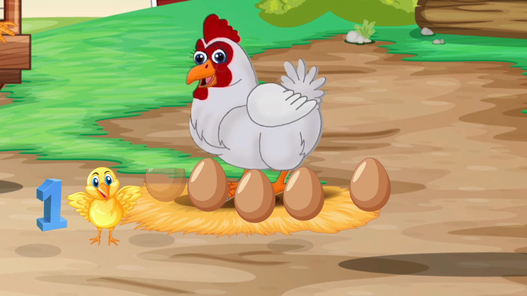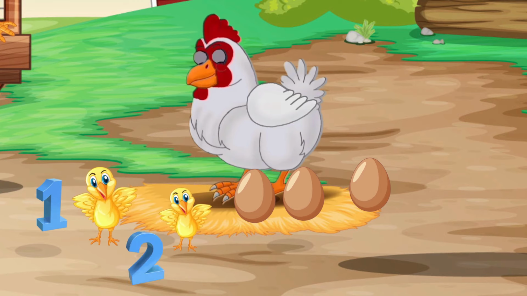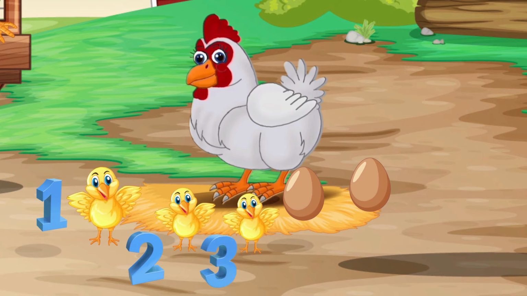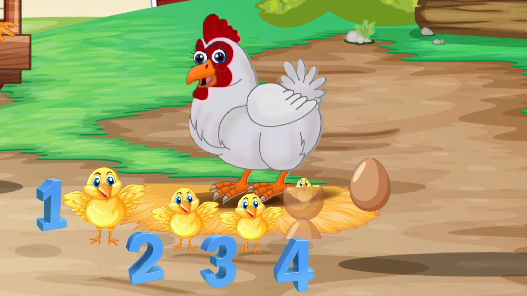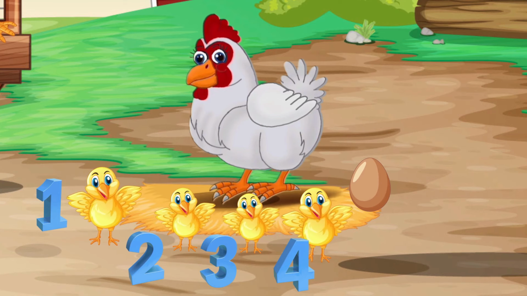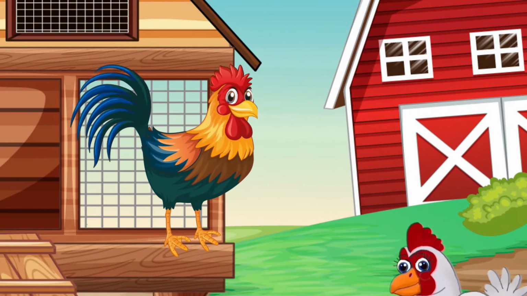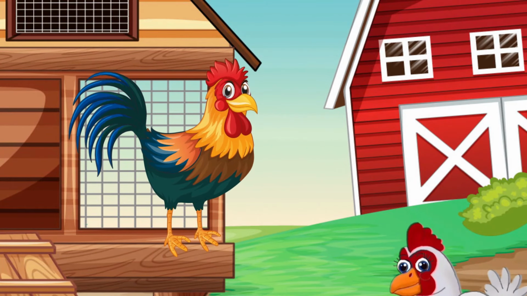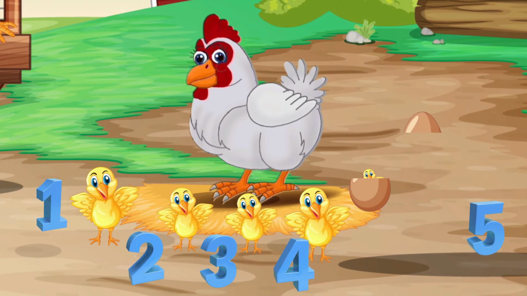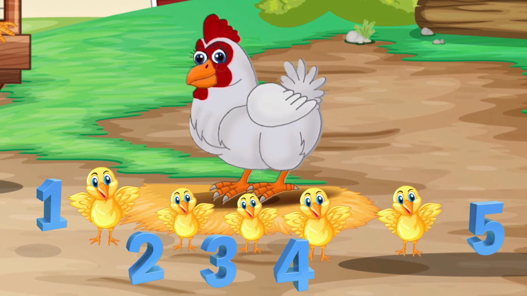One. Here is one baby bird. Two. Now there are two baby birds. Three. Now I have three baby birds. Four. And I have four baby birds. Five baby birds all together.